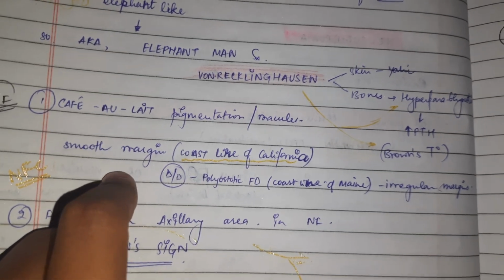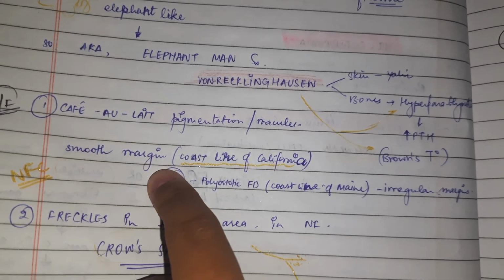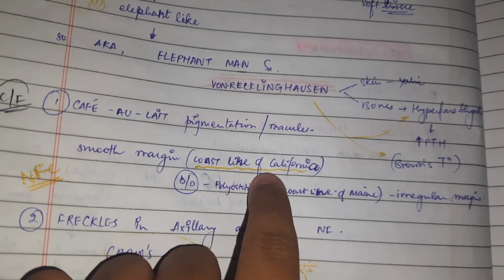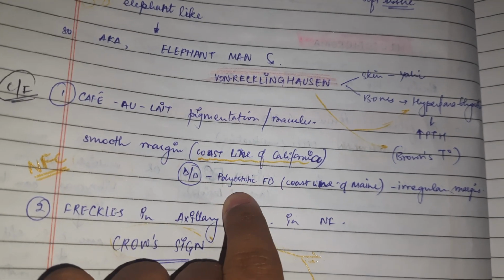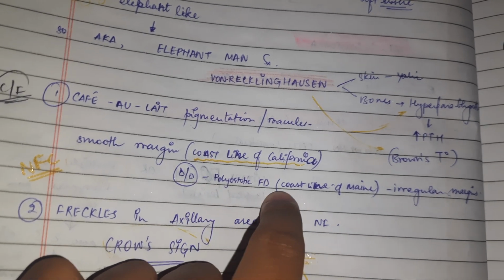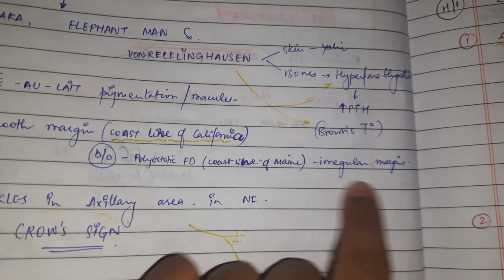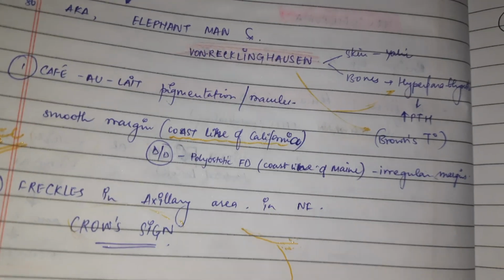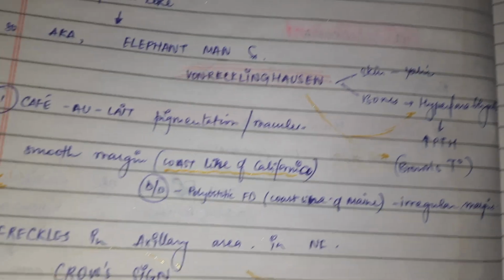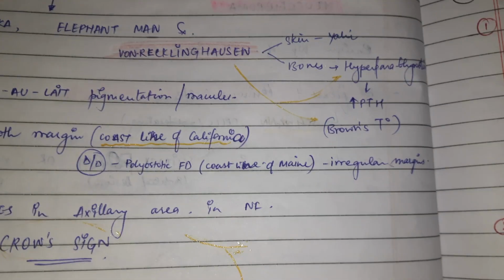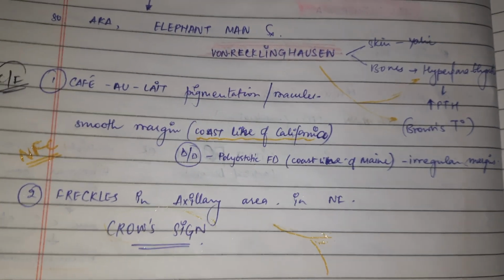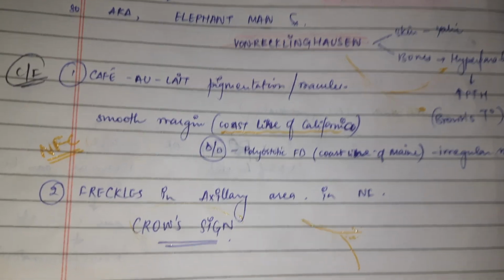Then the clinical features: café au lait pigmentation, macules with smooth margins. In neurofibromatosis, café au lait spots have smooth margins, like the coast of California. The differential diagnosis is polyostotic fibrous dysplasia or McCune-Albright syndrome, where café au lait spots have irregular margins, like the coast of Maine. California has smooth margins.